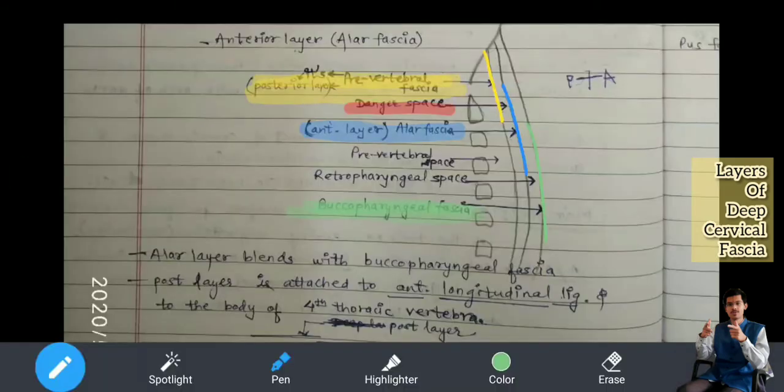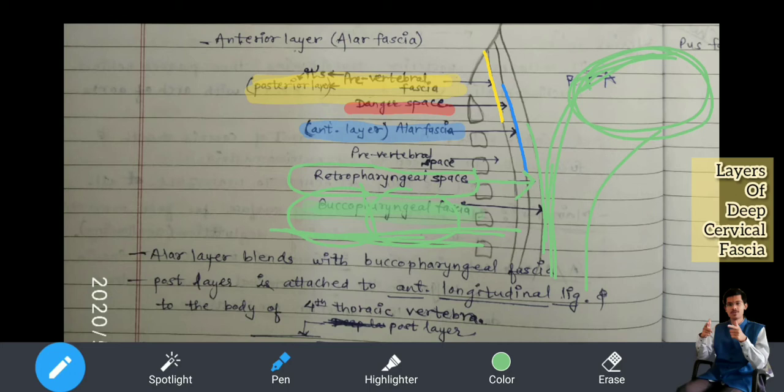So as I was telling you, this is the pharynx here, the oropharynx. From the buccal cavity, this buccopharyngeal fascia is starting, extending from the buccal cavity to the pharynx. So behind the pharynx, the forming structure is the buccopharyngeal fascia, and behind it you have the retropharyngeal space. Understanding? Retropharyngeal space. Can you see the arrow?